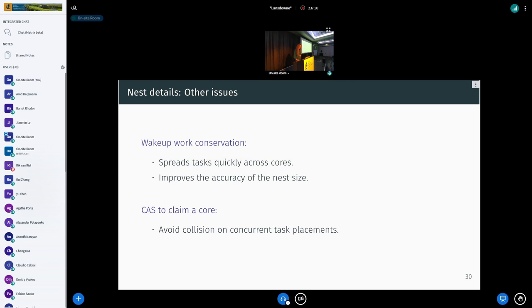Okay. So the last thing is, because NEST is reducing the number of cores that are considered, it increases the chance that 2 cores that want to wake up tasks at the same time will actually choose the same core. And so we add a compare and swap on the choice of the core so that that can't happen anymore. That's something that can happen in CFS as well, but it happens more often in NEST. And so you get unexpected overloads.